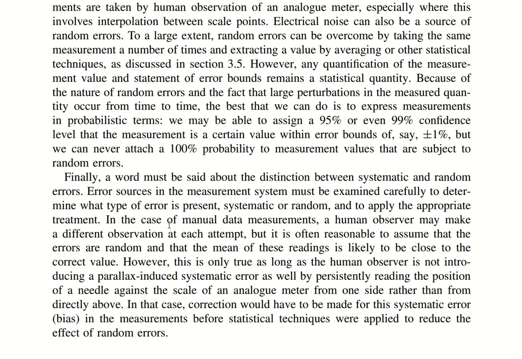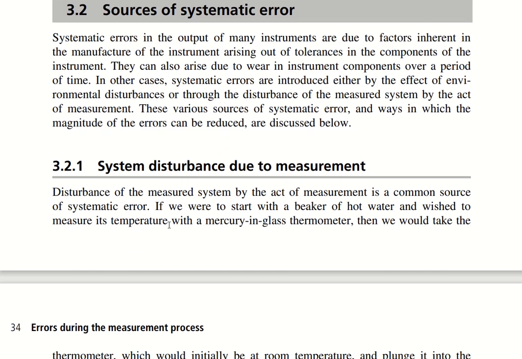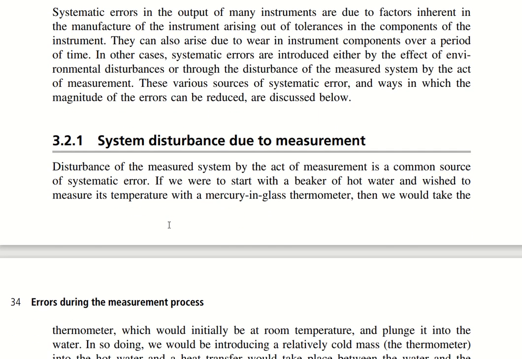So that is one case, and in that case, how do you do the correction, right? Because this is a systematic error. In that case, the correction would have to be made for this systematic error in the measurement before statistical techniques are applied to reduce the effect of random errors. Then you would have to identify the source of the systematic error. In the previous case you have identified it, but let's see some other cases.